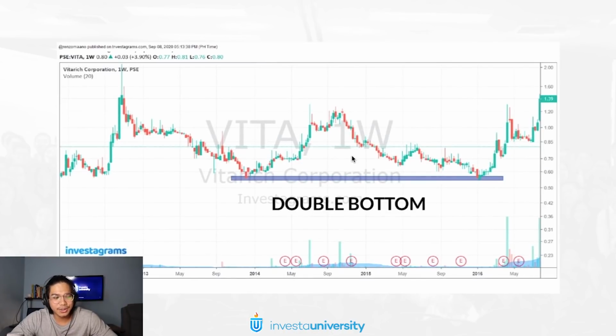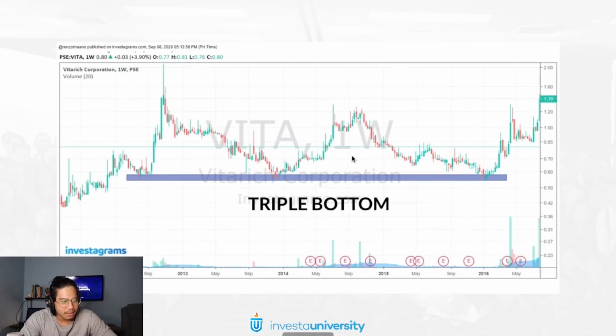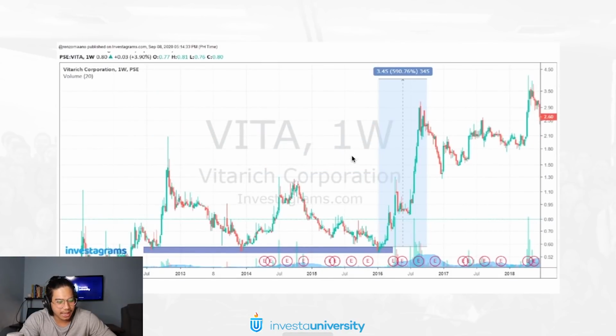Alright. If you also saw a double bottom, congratulations because you learned from the lesson. And actually, if you zoom out, it looks like a triple bottom. It reached our support level 3 times. After reaching that support, it went up by more than 590% throughout those years.